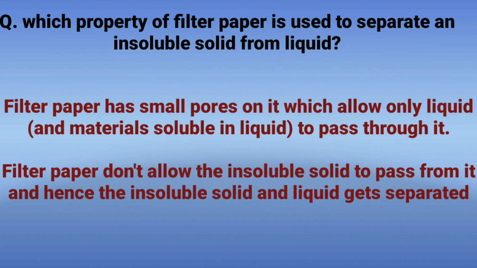Next, which property of filter paper is used to separate an insoluble solid from liquid? Filter paper has small pores on it which allow only the liquid, or the material which is soluble in liquid, to pass through it. Filter paper does not allow the insoluble solid to pass through it, and hence the insoluble solid and liquid get separated.